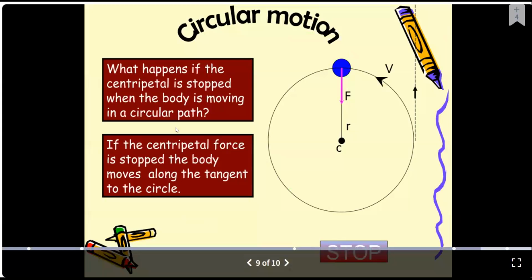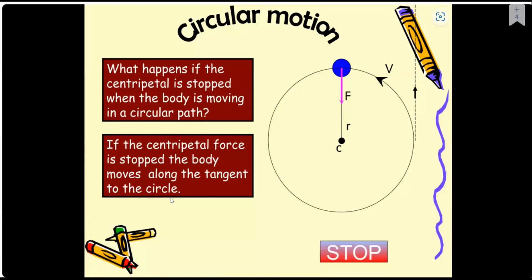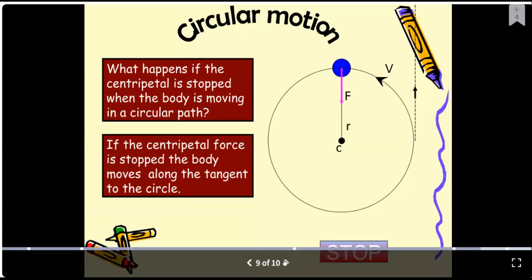And then they're telling you, what if the centripetal force is stopped when the body is moving in a circular path? I shouldn't tell you this, but if the centripetal force is stopped, the body moves along the tangent to the circle. Sometimes it happens with us: the twine that we use to spin the can around gets cut, and the thing wouldn't continue going in a circle, it would move along the tangent and knock somebody. Big trouble. So keep that in mind.